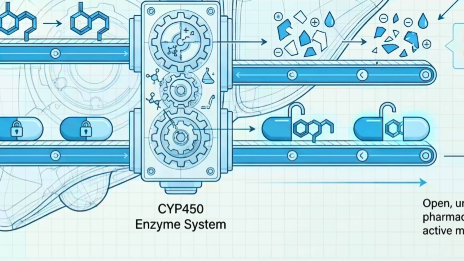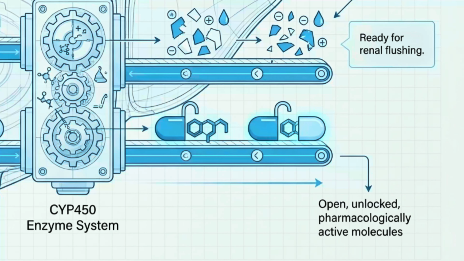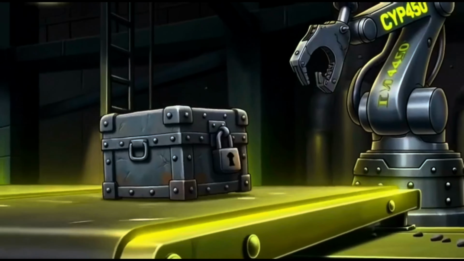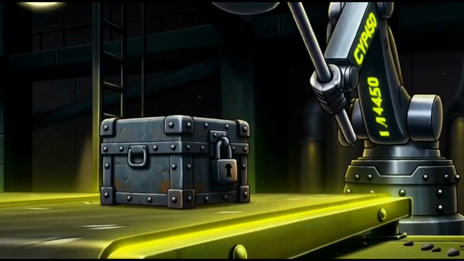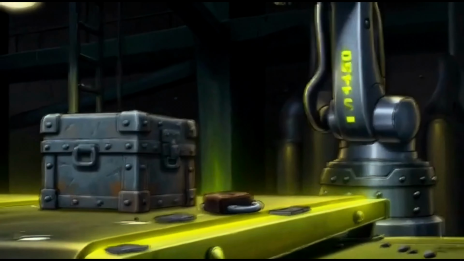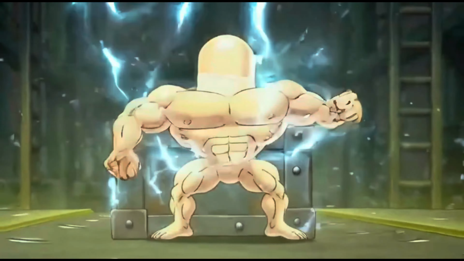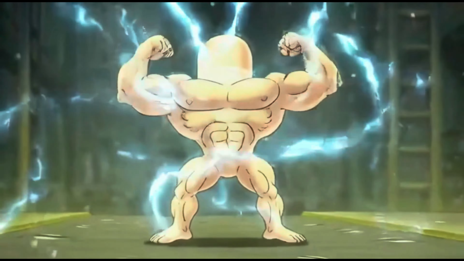This brings us to conveyor belt 2 and the concept of prodrugs. A prodrug is a medication that is swallowed completely inactive. It does absolutely nothing until it passes through the liver, where the CYP450 enzymes physically break off the molecular lock, releasing the active drug into the bloodstream.